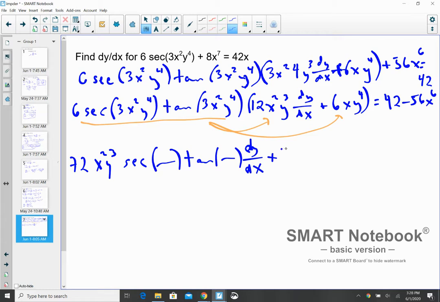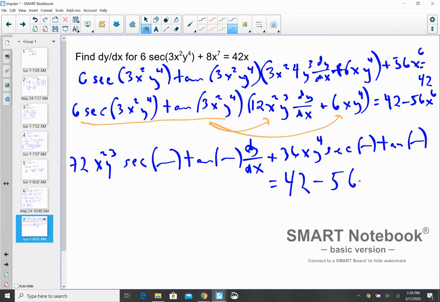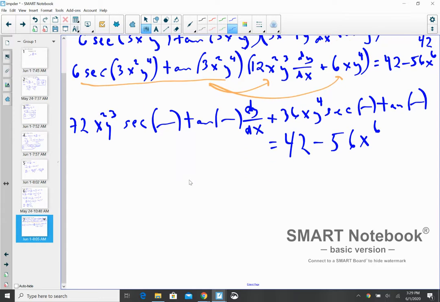6 times 6 is 36. And then we have xy to the 4th. And then we're going to have secant of that again, tangent of that again. And then on the other side, you see how calculus is fun? Look how big this question's getting. And this is nothing. So for all you guys and girls taking calculus next year, just remember, this is going to get good.